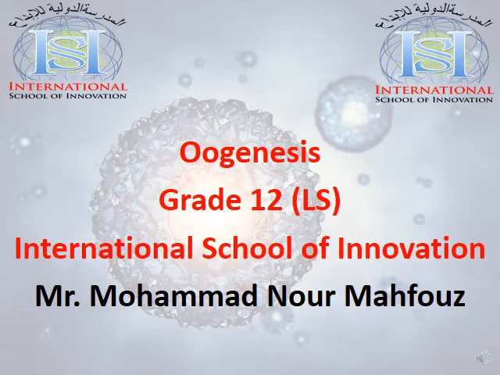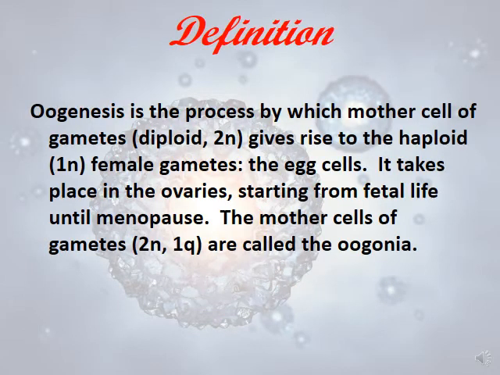First, let's start with the definition of oogenesis. Oogenesis is the process where the mother cell of gametes, which is diploid, 2N, gives rise to the haploid female gametes, the egg cells, which are 1N.